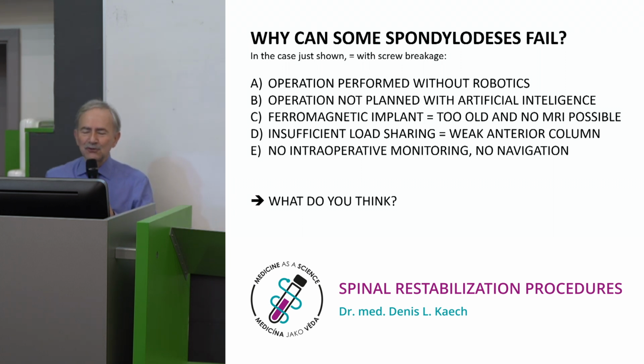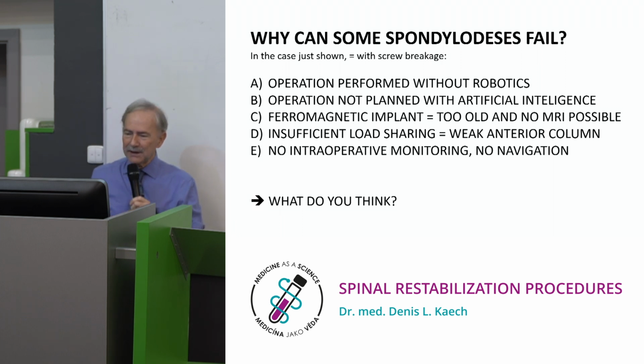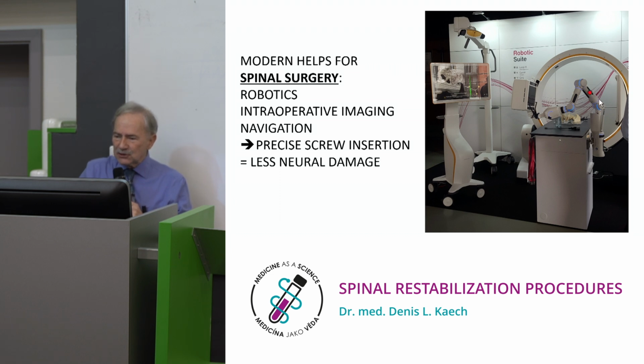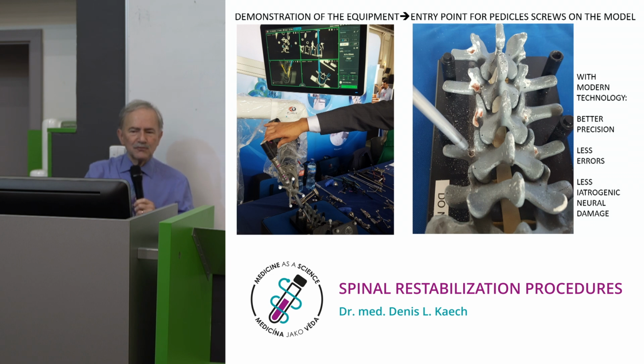It's not because we have no intraoperative monitoring or no navigation. It's just basic, of course. This is a modern robotic suite where you will have intraoperative imaging. You have the operative table, the patient can be put under it. You have this location system for the match with the CT or MRI, the pictures, and then here at the Congress, you can practice on a plastic model and see how you would put the screws.